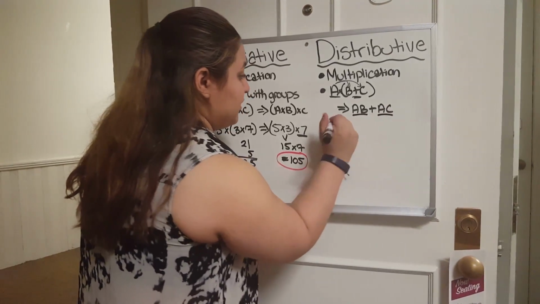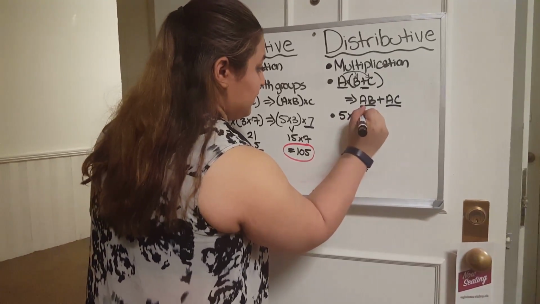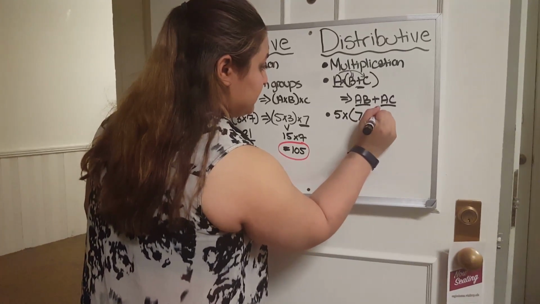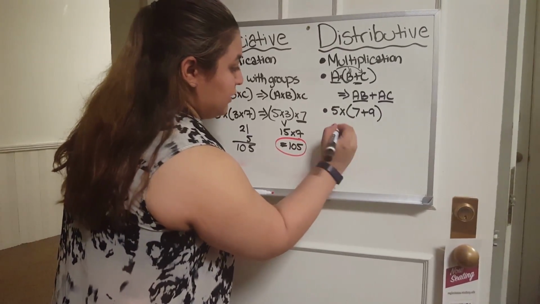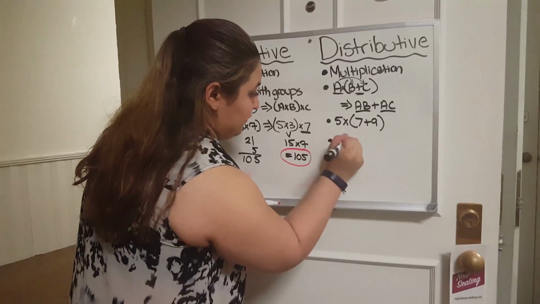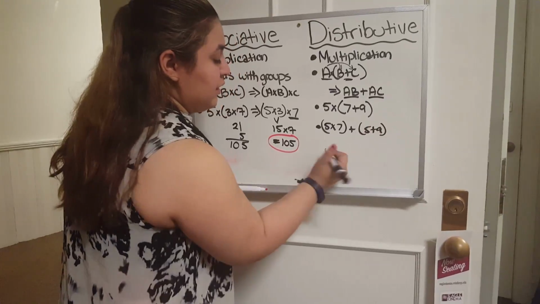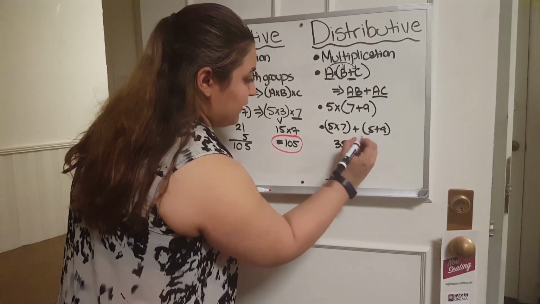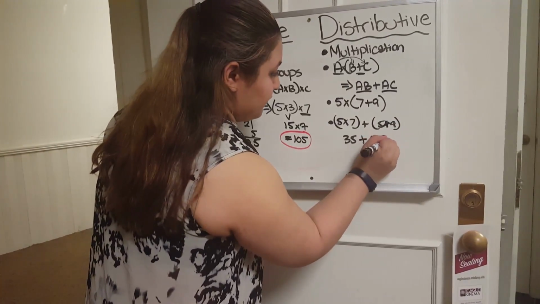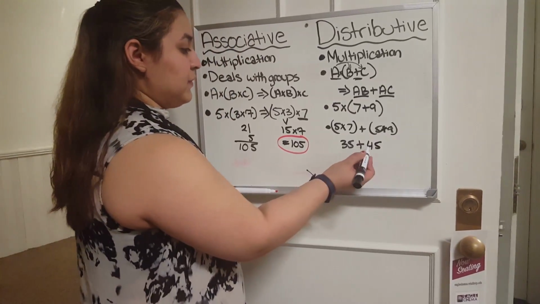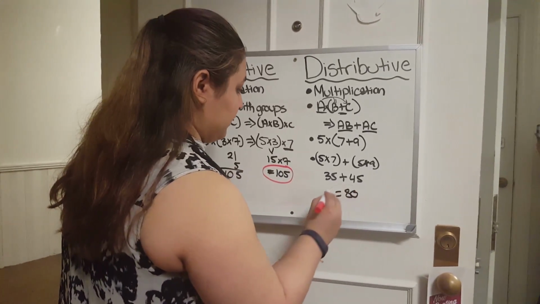So a problem we can do for this one would be 5 times parentheses 7 plus 9. So something we can do here would be, and that would change here to 5 times 7 plus 5 times 9. And so this is 35, 5 times 7, plus 9 times 5 is 45. And 35 plus 45 is 80. And that's our solution for the second one.